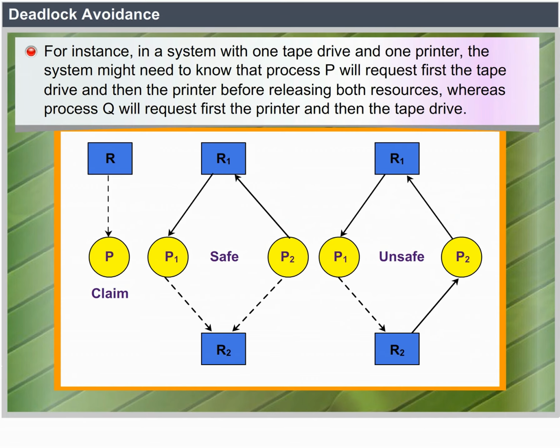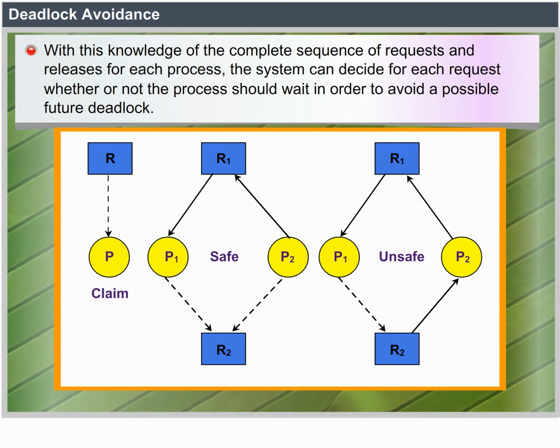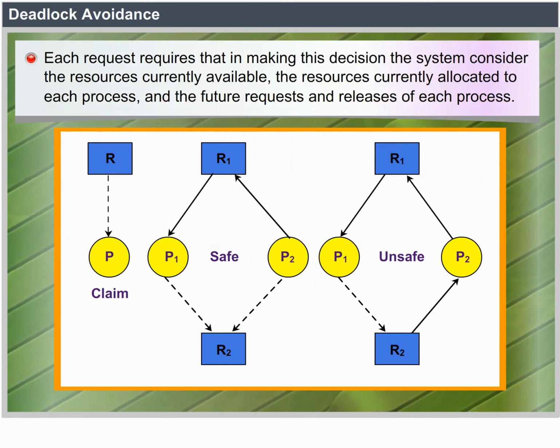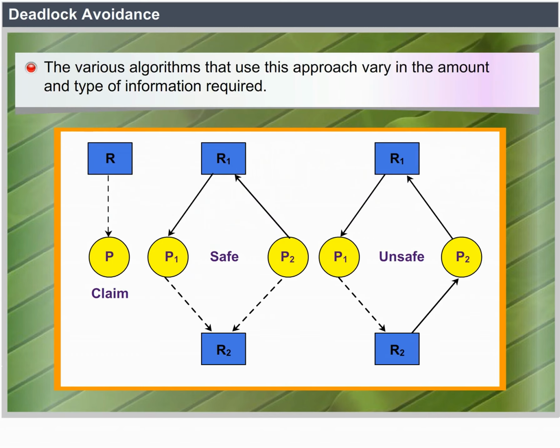With this knowledge of the complete sequence of requests and releases for each process, the system can decide for each request whether or not the process should wait in order to avoid a possible future deadlock. Each request requires that in making this decision, the system consider the resources currently available, the resources currently allocated to each process, and the future requests and releases of each process. The various algorithms that use this approach differ in the amount and type of information required.